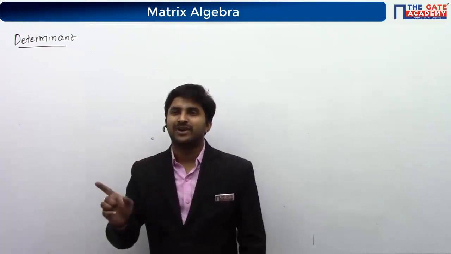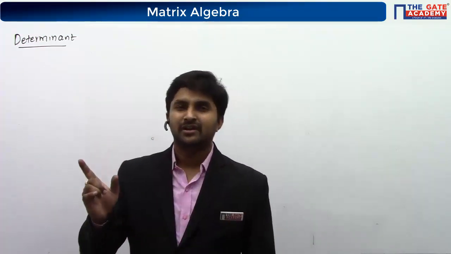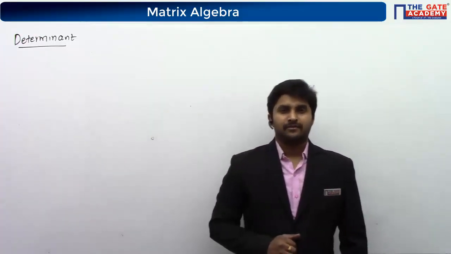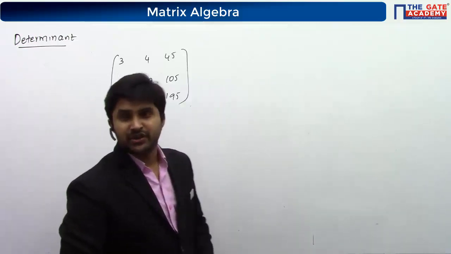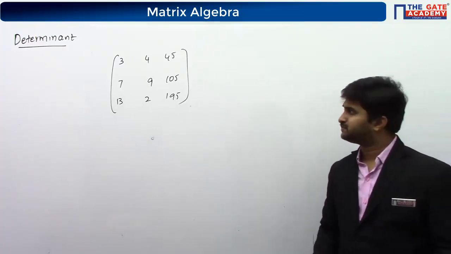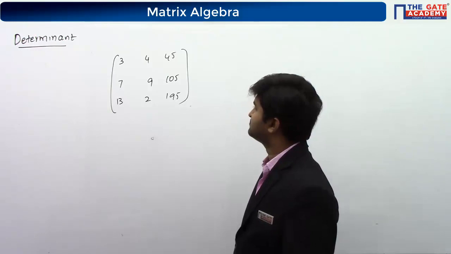If anyone still has a problem regarding this particular question, you can definitely ask it at the end of the class. I will repeat it as many times as you want. 3, 4, 45, 7, 9, 105, 13, 2, 195. This is how the particular matrix has been constructed.